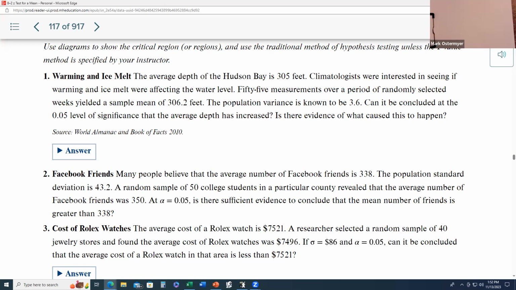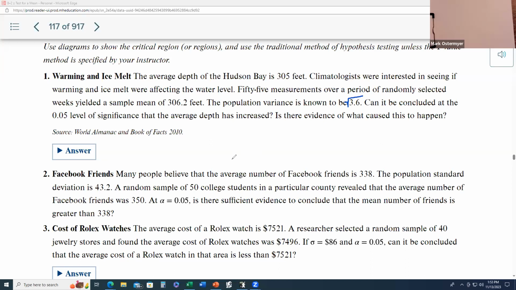Variance is squared, though. That'd be square feet. So what are you going to have to do to bring the population variance down to units that are similar to the mean? Take the what of 3.6? Remember, that's a variance. The square root. You have to take the square root to find the standard deviation, so don't forget to do that. Your population standard deviation is the square root of 3.6. It's not 3.6. That is the variance. Can it be concluded at the 5% level of significance that the average depth has increased?